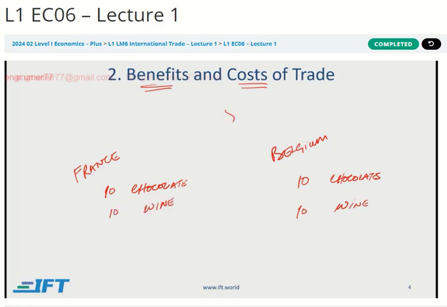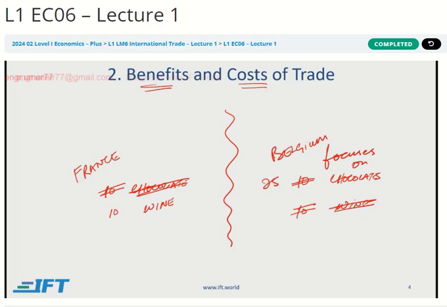Now, they're not trading among themselves. So the Belgian people are having 10 chocolates and 10 bottles of wine, and the French have 10 chocolates and 10 bottles of wine. Now, instead of doing that, let's say France says we're not going to make chocolate, and Belgium says we're not going to make wine. Instead, Belgium focuses on making chocolate, and instead of 20, they are able to make 25 chocolates.